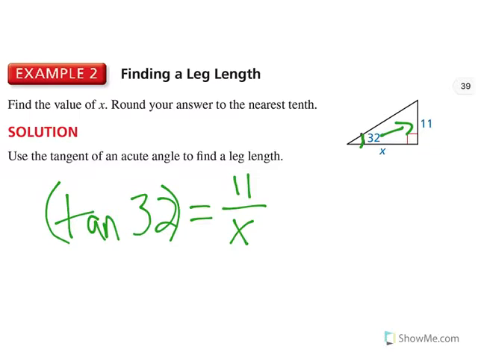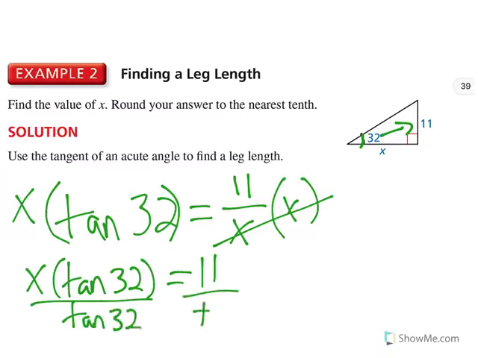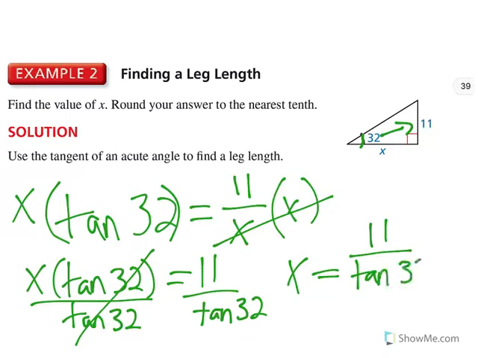So if I want to try to solve this, I need to try to get my x in the numerator, so I'm going to actually multiply both sides by x, so that way I cancel out here. And so I get x tan of 32 is equal to 11. To get x by itself, I need to divide, because right now these are being multiplied. So I'm going to divide by tangent of 32 to both sides. And so it cancels out here. And so I get x is equal to 11 over the tan of 32.